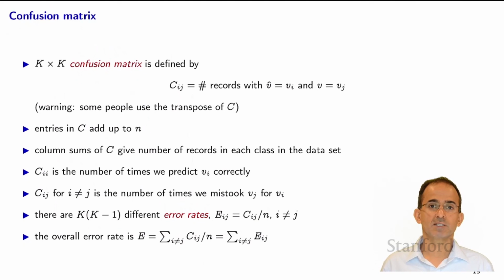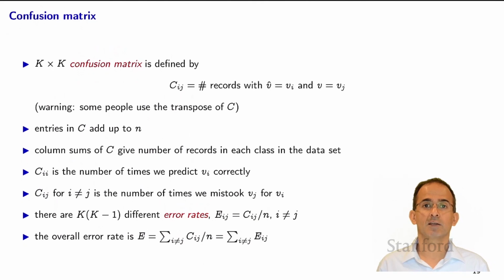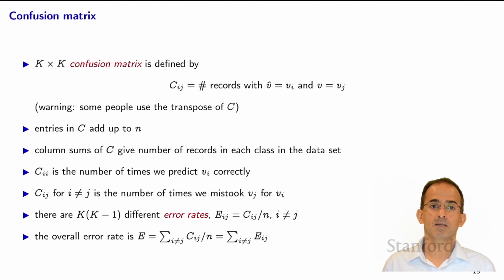Of course, the entries in C add up to n, the number of data points. The column sums give the number of records in each class. Cii is the number of times we predicted vi correctly. If i is not j, then Cij is the number of times we mistook vj for vi.